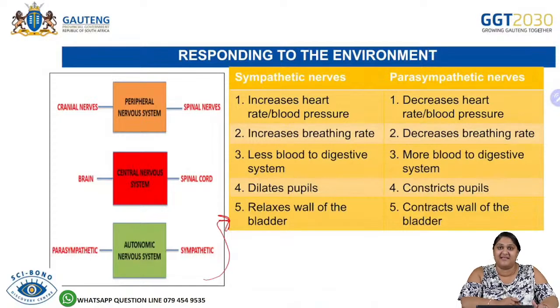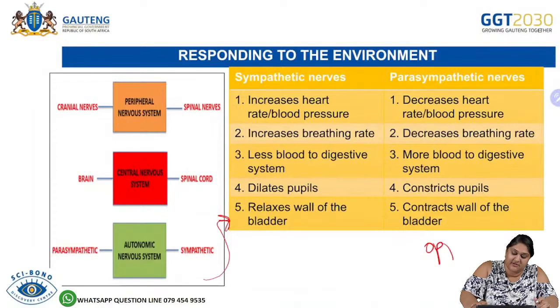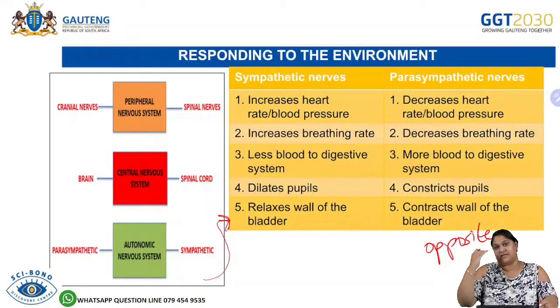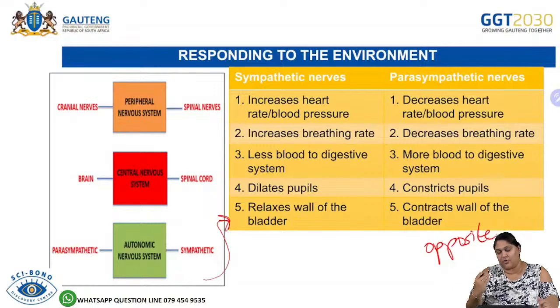And then your parasympathetic nervous system, all you need to know is that this is the opposite of the sympathetic. So once your sympathetic has carried out its response, you're going to have to obviously come to a down period to make everything come back to normal, and that's your parasympathetic nervous system.